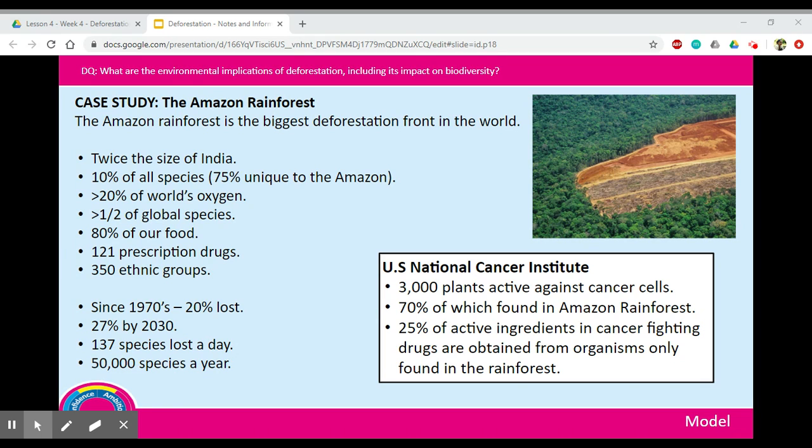25% of the active ingredients in cancer-fighting drugs are actually obtained from organisms found in the forest, and this can be from plants and from invertebrates as well. So our fight against cancer heavily depends on the survival of the rainforest. 70% of plants that have properties that help to fight against cancer are found in the Amazon rainforest, and we're still chopping it down.